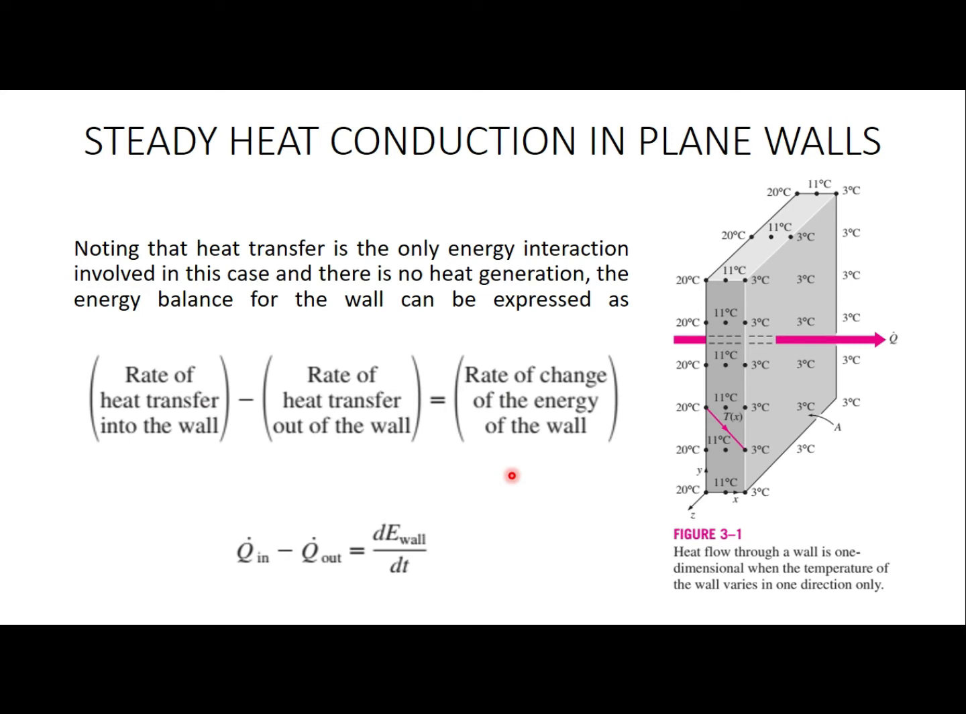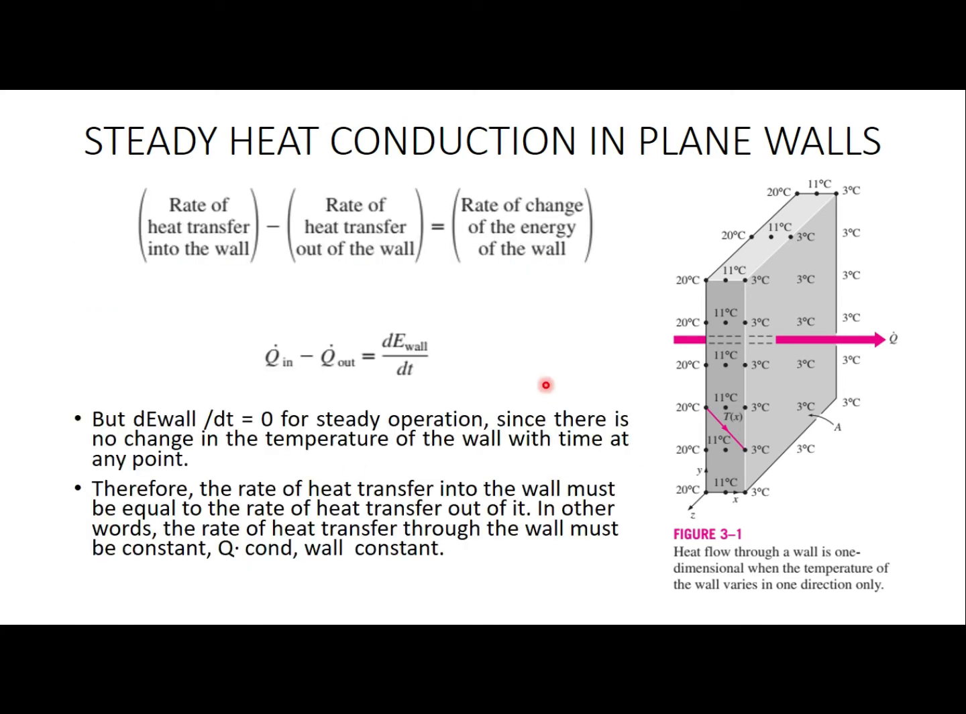In the previous slide we have seen that there is the energy generation element. In this case we are considering that there is no energy generation, so this would be neglected. So the simplest energy balance would be written in this way: the rate of heat transfer into the wall minus the rate of heat transfer out of the wall is equal to the rate of change of energy of the wall with respect to time. This can be written in this form: Q in minus Q out is equal to dE of the wall by dt.